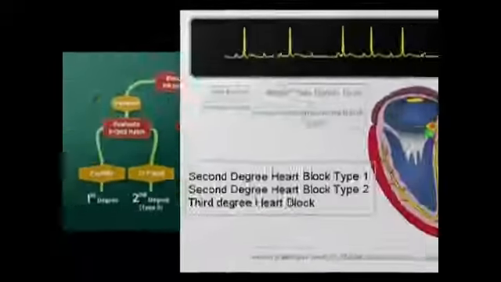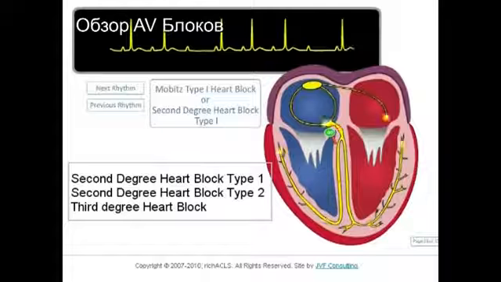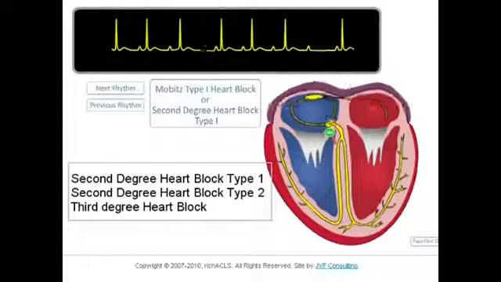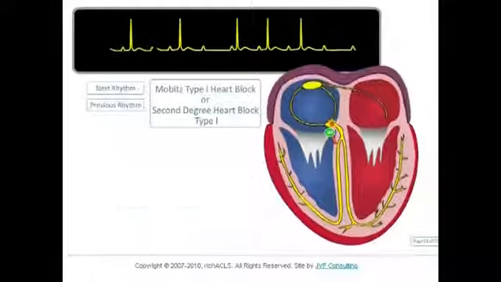In this video, we'll discuss three atrioventricular blocks: second-degree heart block type 1, second-degree heart block type 2, and third-degree heart block. The full rhythm tutorial can be found at richacls.com.